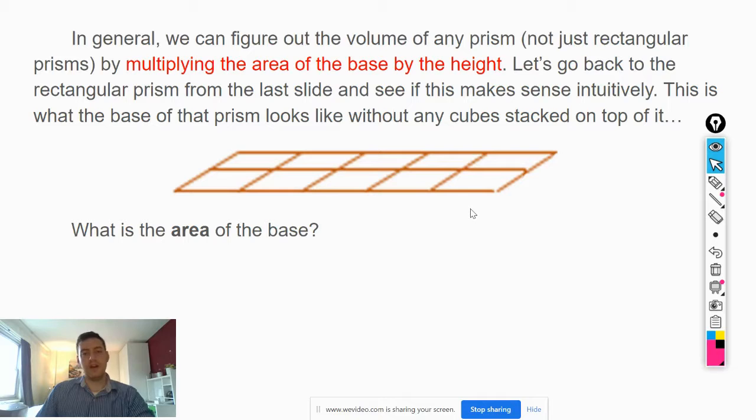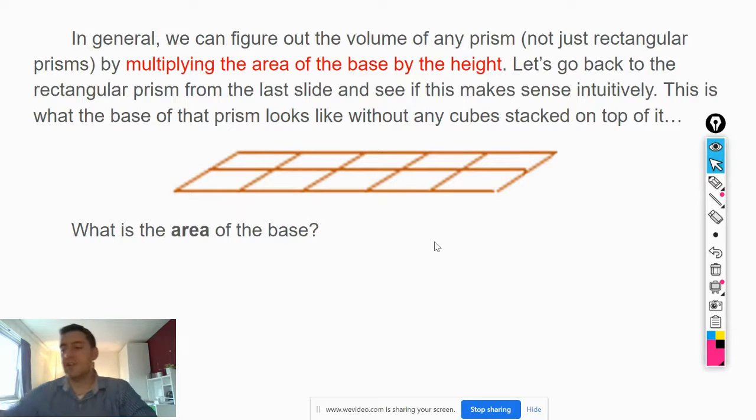What is the area of the base? Well, the base is just a rectangle. I know that it doesn't look like a rectangle over here, but you have to think three-dimensionally. It doesn't look like a rectangle because when you take a rectangle and you try to draw it on the screen, which is two-dimensional, you have to sort of bend the lines a little bit.